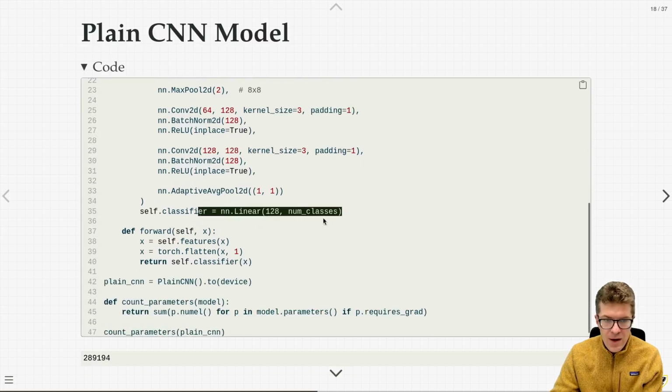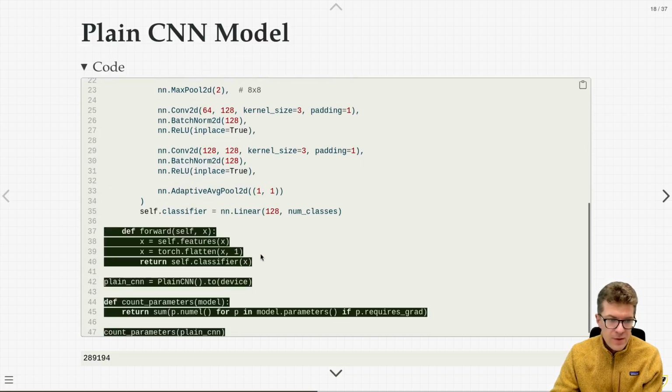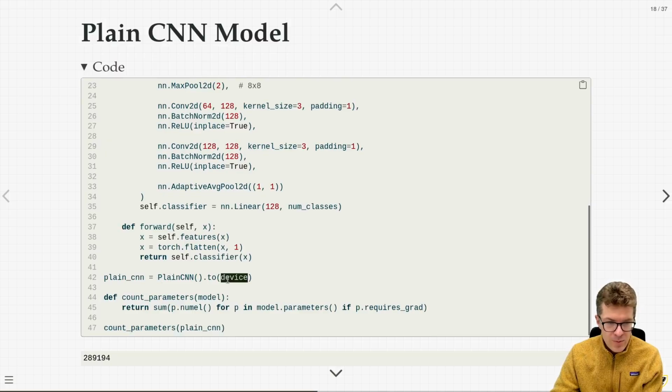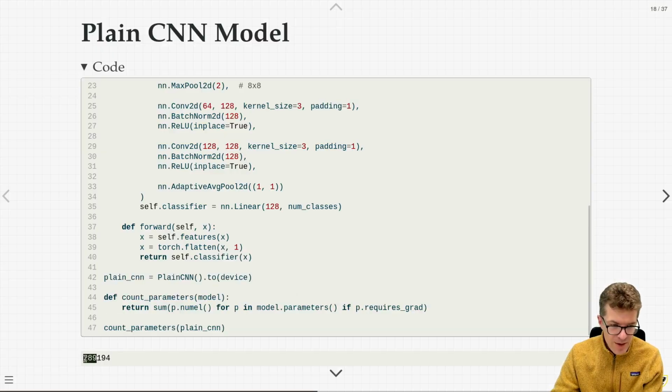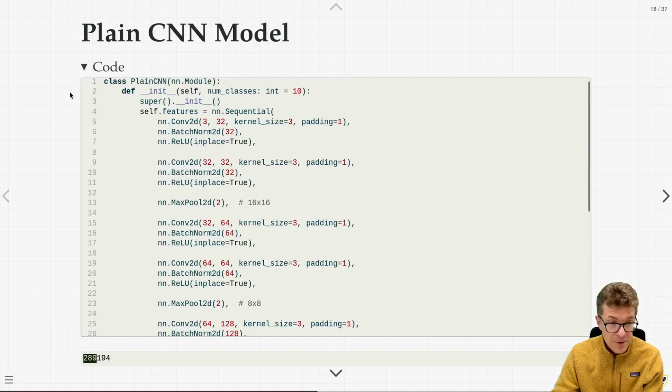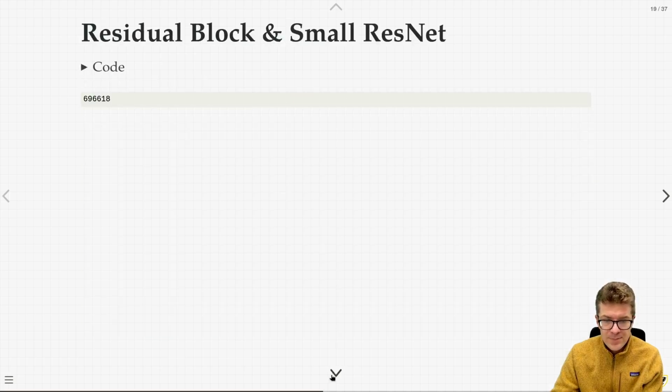We have our classifier at the end. Everything's defined like we've done before. We push our model to the device. We count the number of parameters using this little function, and that's it. So our plain CNN has about 290 or so thousand parameters.